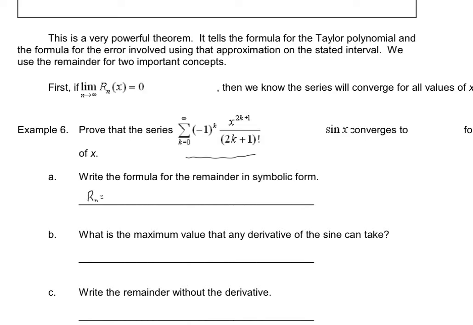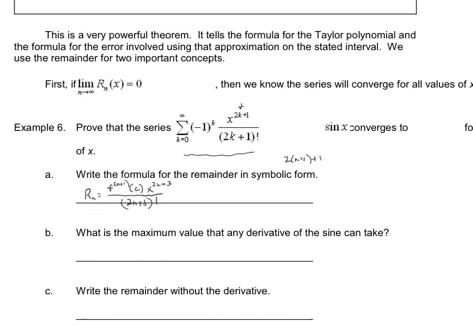So R sub n is going to look like that next term, the n plus first derivative, only instead of being at 0, it's going to be at some unknown number. And then we're going to have our x to the, and we plug in n plus 1 there. That's going to be a 2n plus 3. You see why that works? 2 times n plus 1 plus the 1. It's going to make that be 2n plus 3, and that's going to be 2n plus 3 factorial in the denominator.